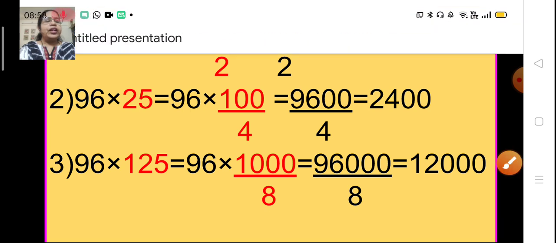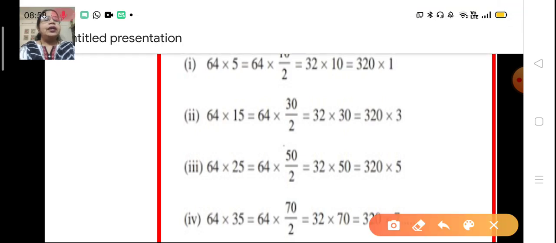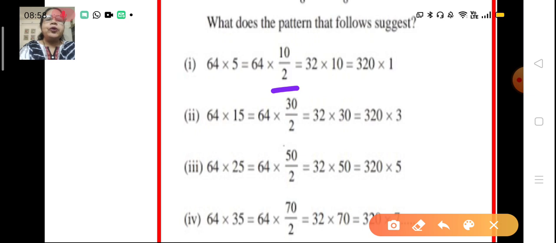Let's see a few more examples and patterns. Just observe this pattern and see how we can solve the problems of multiplication by following this pattern. Now, the first one, you can see it is 64 multiplied by 5. That means it is 64 multiplied by 10 upon 2. We can take 5 as 10 upon 2, isn't it? And dividing 64 by 2, what do we get? We get 32. Now, multiplying 32 by 10, very simple. We get 320.